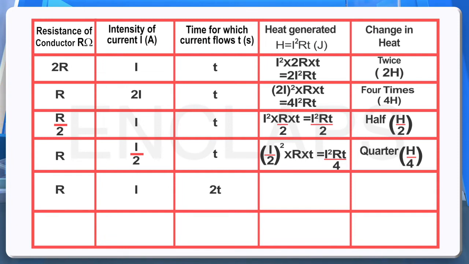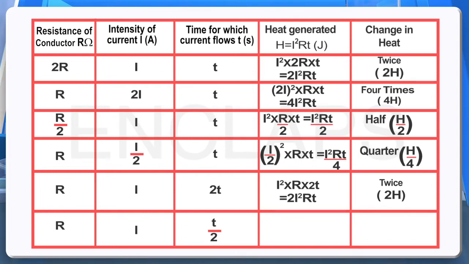H is equal to I square R into 2T, which equals 2I square RT, equal to 2H. Heat has again increased, it's twice the value. The resistance of the conductor is R, I is intensity of current and time is equal to T by 2. That is, we have reduced the time to half the value.